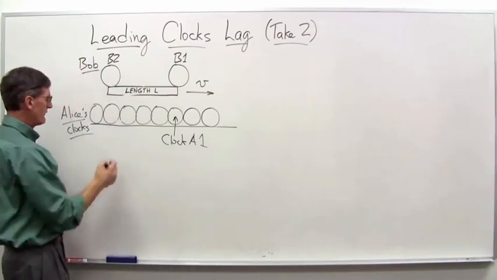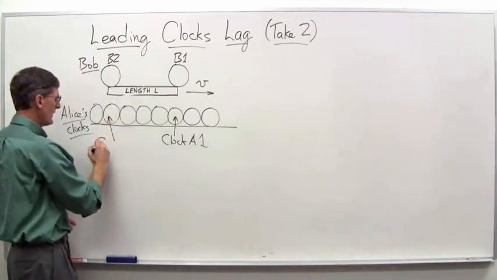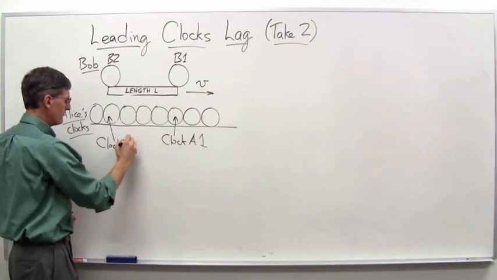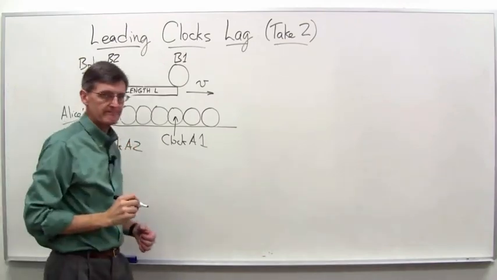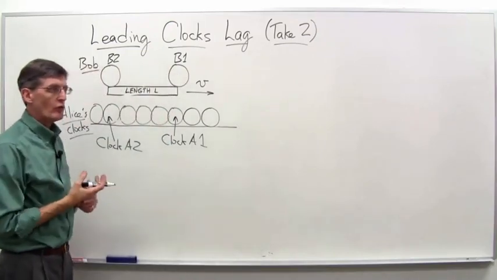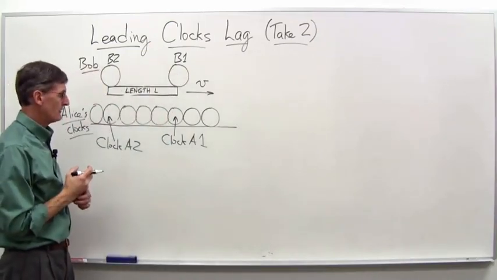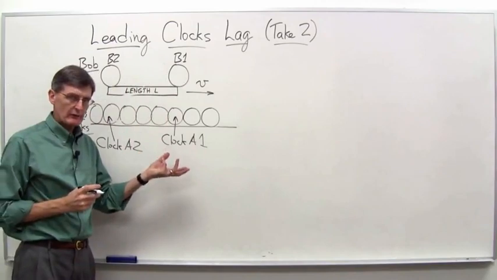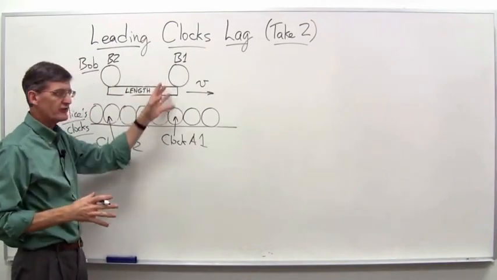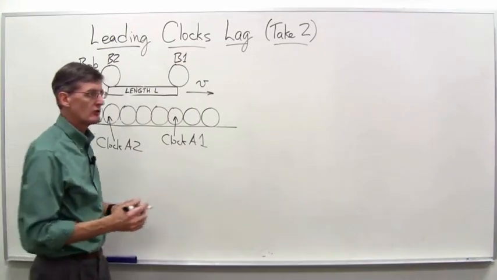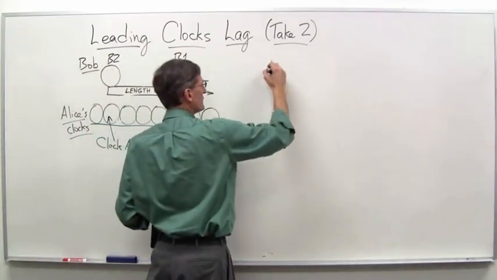And then we also have Alice's clock A2 over here. Okay? So the question we want to ask is, well, before we get to the question, let's just say this. Let's also remember the Lorentz transformation, the basic equations. We have two equations.